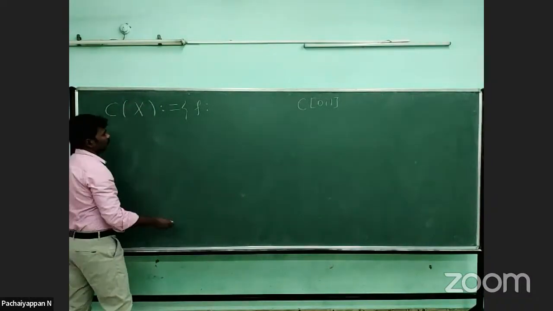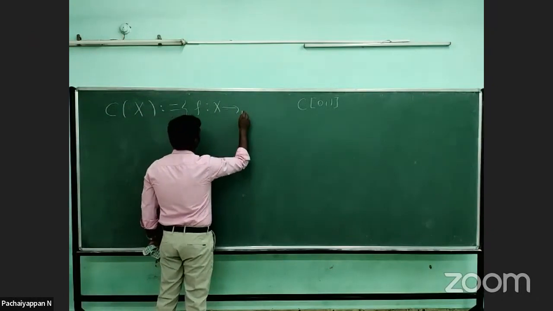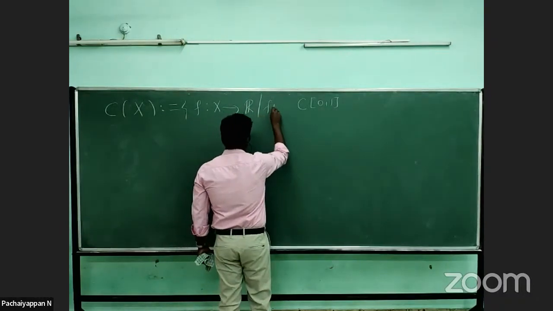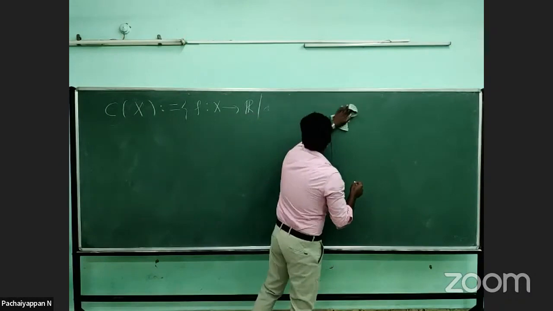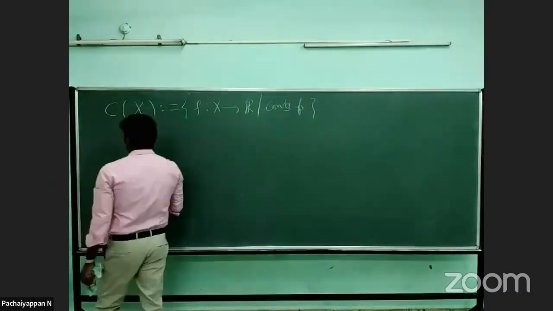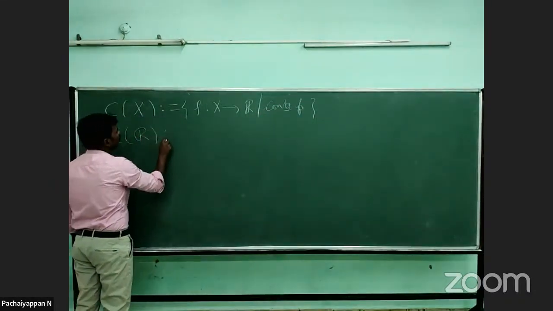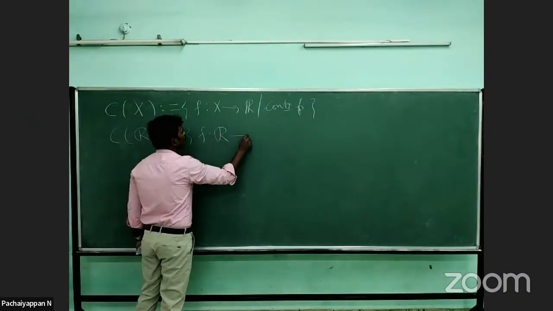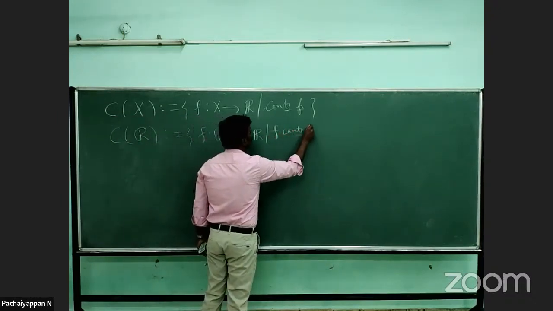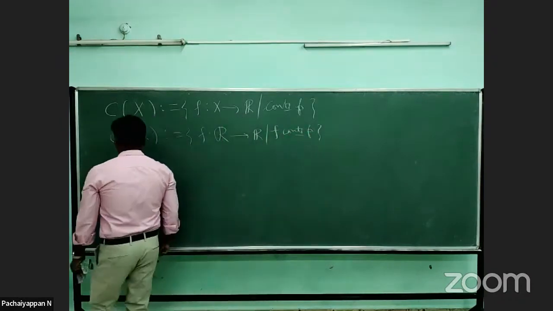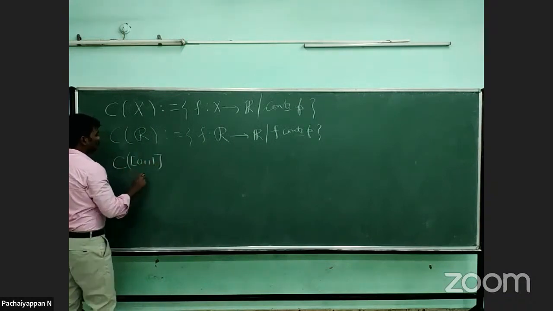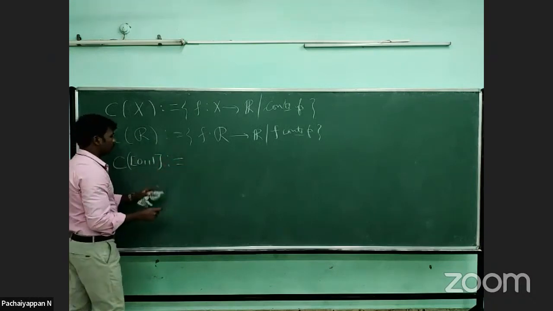Okay, now I start. Take x going from X to R, real valued, such that f is a function. C means f is a continuous function. So instead of X, I would like to introduce a ring: the set of f going from the ring to R such that f is continuous, and especially C[0,1]. I have to introduce this; it is very important, and today we plan to see these things.